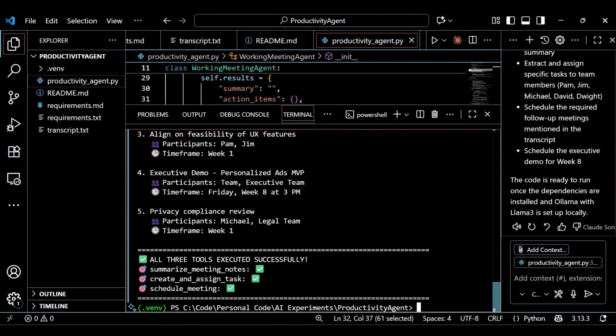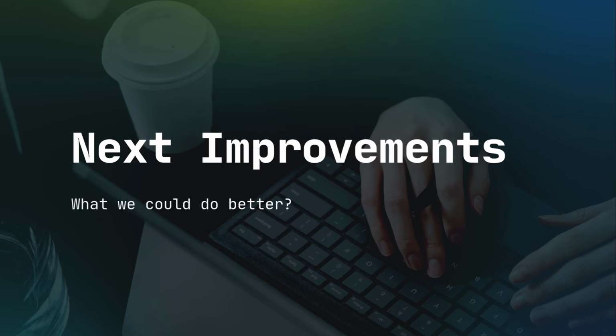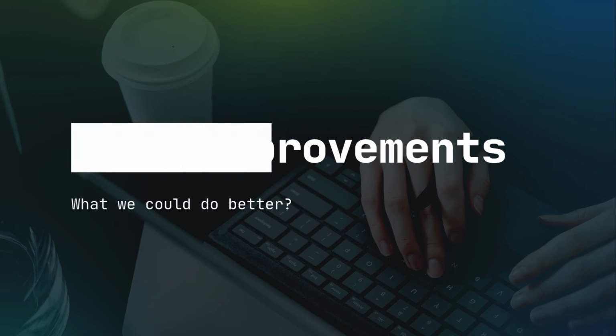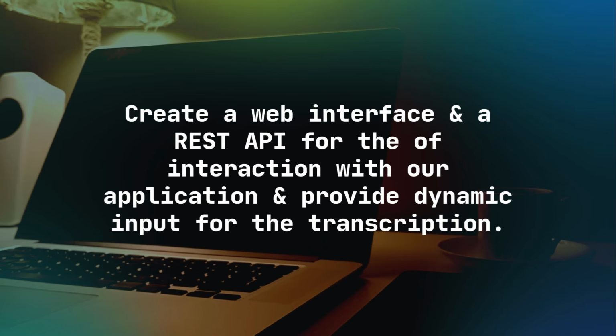Let's discuss how can we improve from here. As we know, vibe coding or any development for that matter is a cyclic process. Vibe coding can get us through a quick prototype, but iteratively we can fix the gaps. Let's see what can be improved from here. We are missing a rich user interface to interact with our agent, and we need a way to provide the transcript dynamically, maybe as a file upload from the UI.